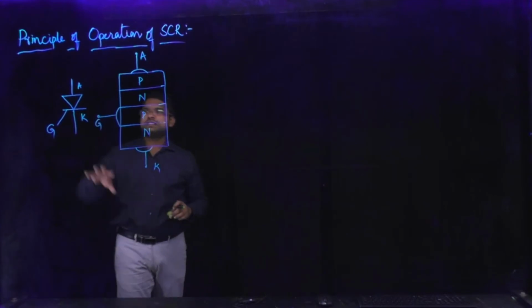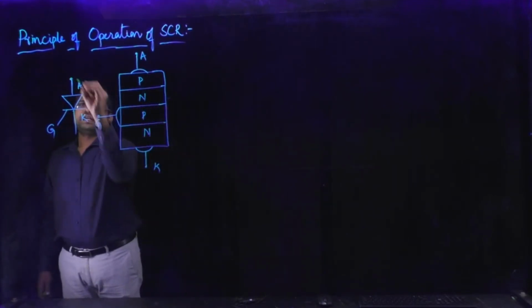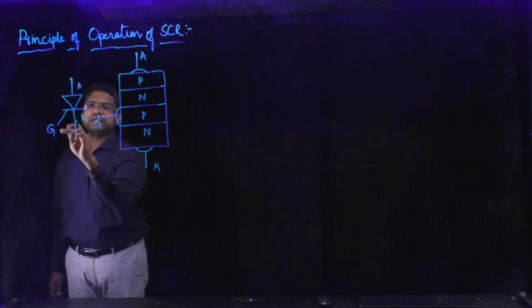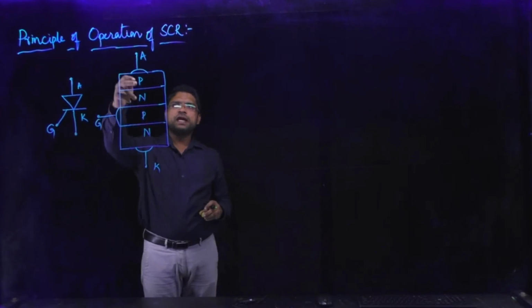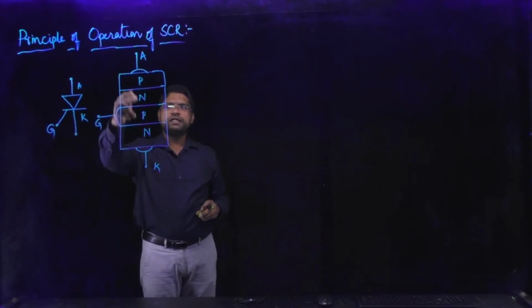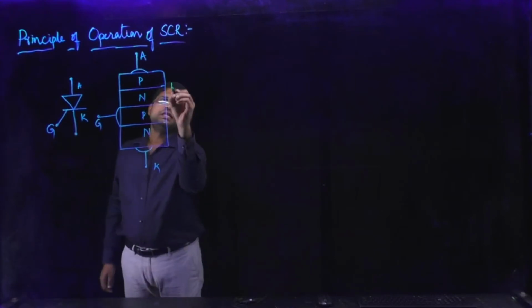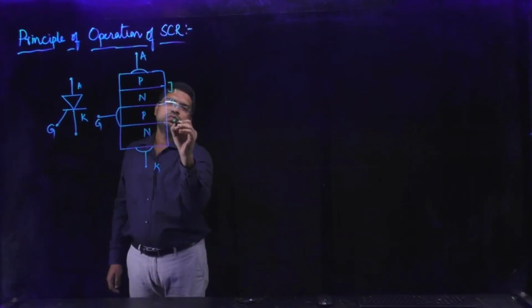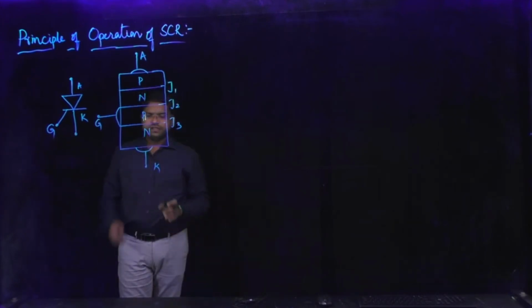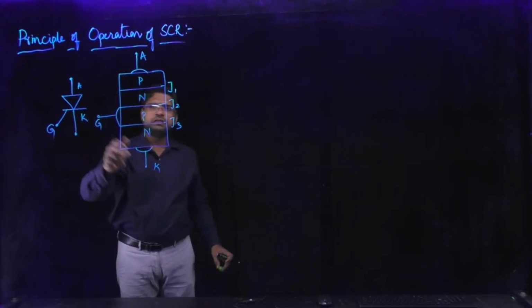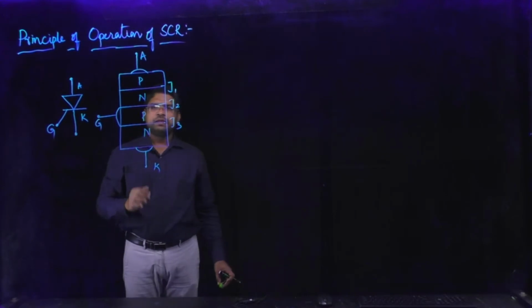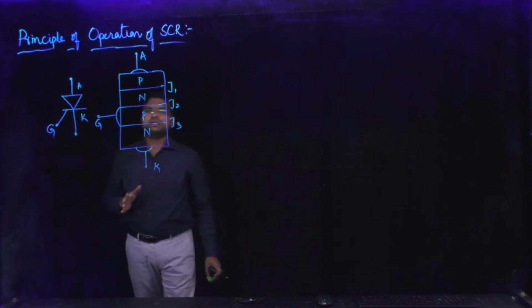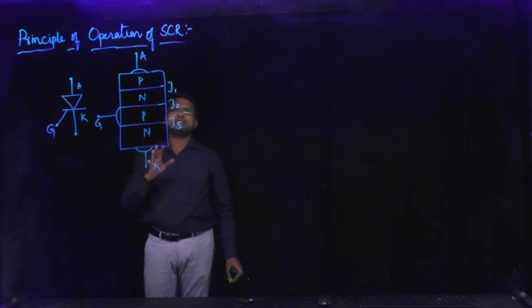So SCR is symbolically represented with anode, cathode and gate. And the internal structure of SCR has 4 layers and 3 junctions. These junctions can be named J1, J2 and J3. That is why SCR can be defined like this: SCR is a 3-terminal, 4-layered, 3-junction, fast-switching, solid-state semiconductor device. That is nothing but SCR.